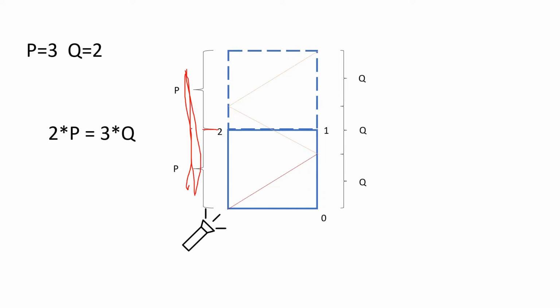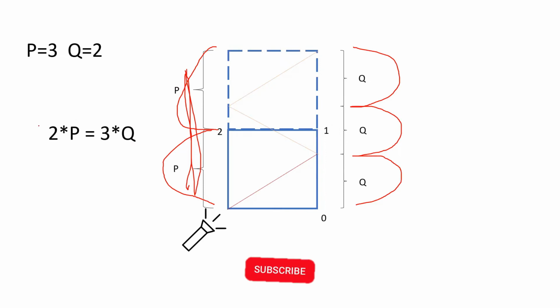2 times p is like p from here to here and p from here to here. There's a 2 times p. It's 3 times q. 3 times q, we just saw this from this, and this from this. So we find that 2 times p is 3 times q. So we find that that's the equality. Okay. So can we generalize this formula?